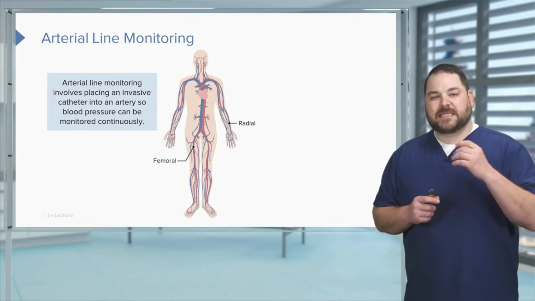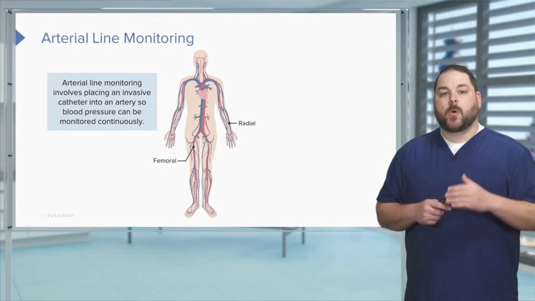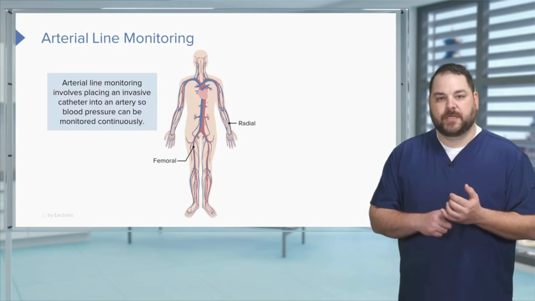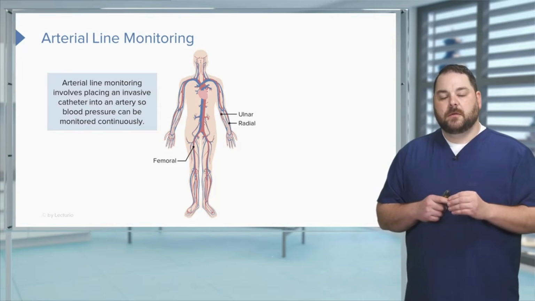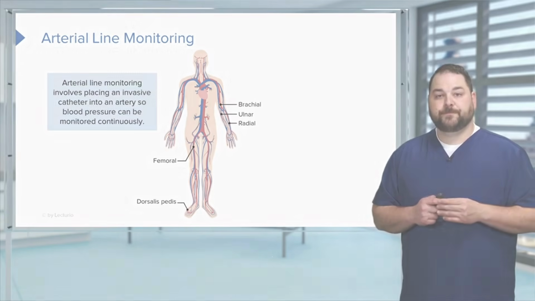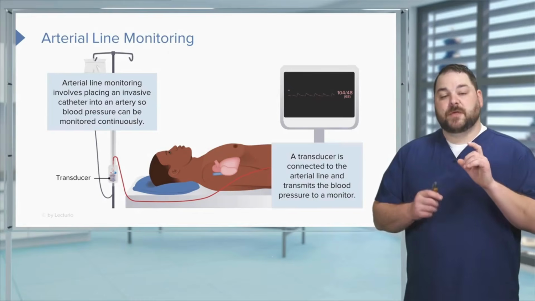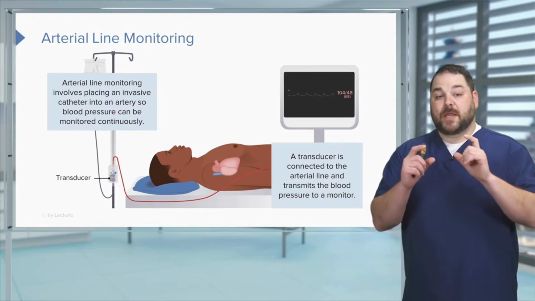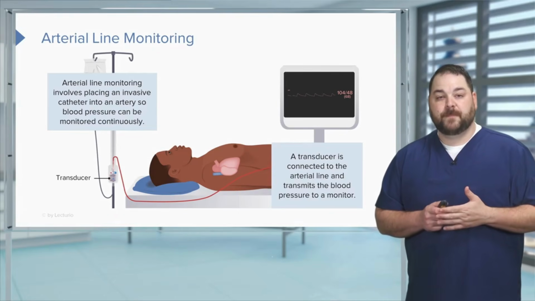The femoral artery is less desirable because it's dirty, but sometimes we need quick access or the patient's anatomy doesn't allow us to put it in the radial artery. Other places we can put it in are the ulnar artery, the brachial artery, or the dorsalis pedis artery. Once we've gained access to the artery with our arterial catheter, we need to hook up a transducer and a pressure tubing to that catheter. The goal of the transducer is to take the blood pressure and then transduce it into an electrical waveform and send it to the bedside monitor.